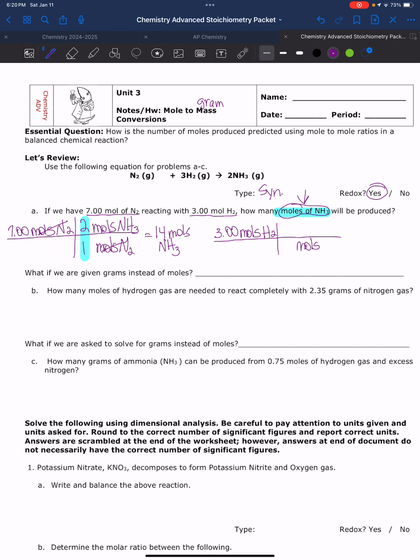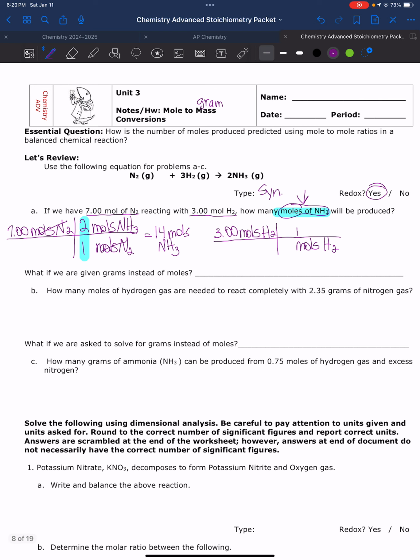Moles of hydrogen comes diagonally down. I'm still looking for the same thing, moles of NH3. My unknown doesn't change. So I look back up to my reaction. The coefficient for NH3 is a 2. The coefficient for hydrogen is a 3. Moles of hydrogen cancels. So we say 3 times 2 is 6, divided by 3 is 2. So we can make 2 moles of NH3 with the hydrogen that we have.